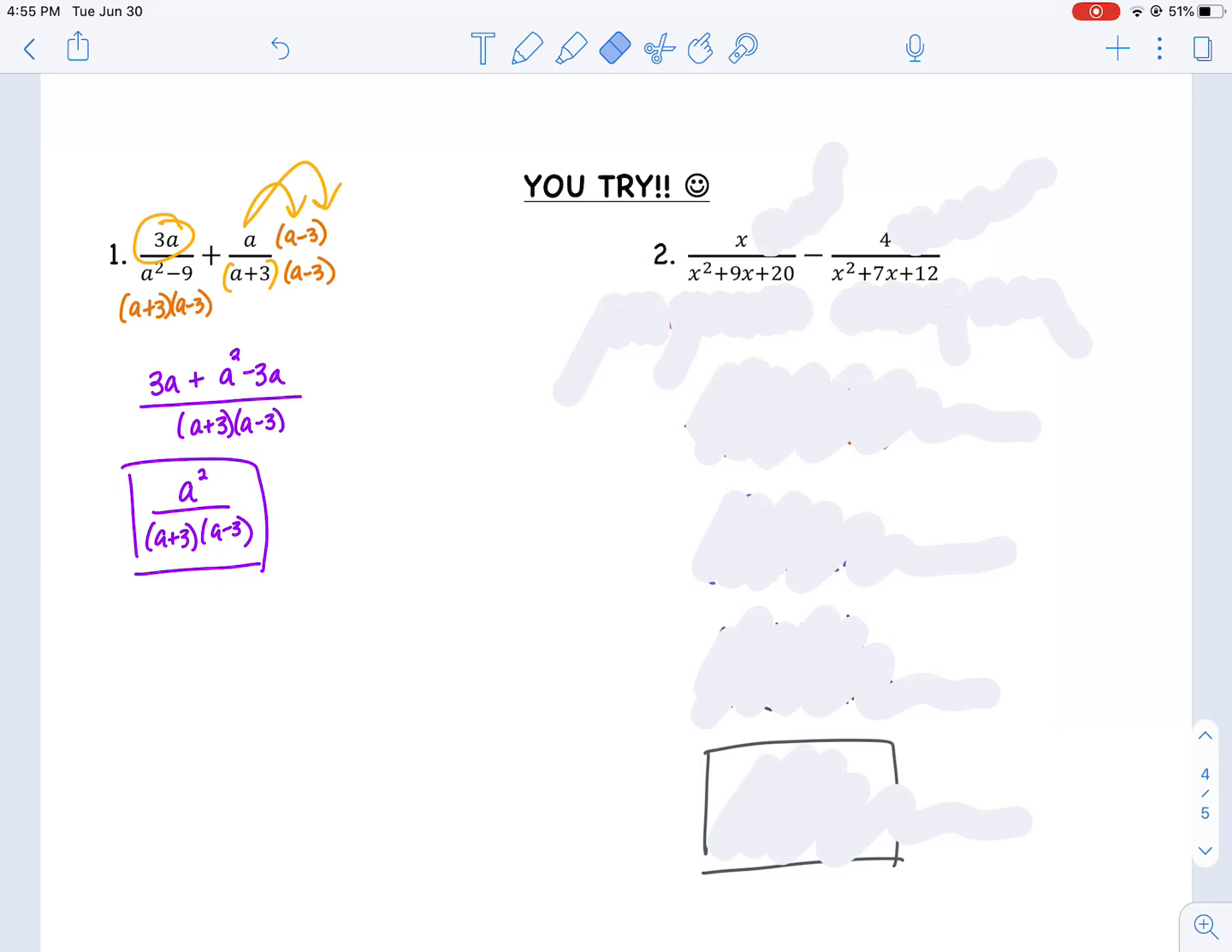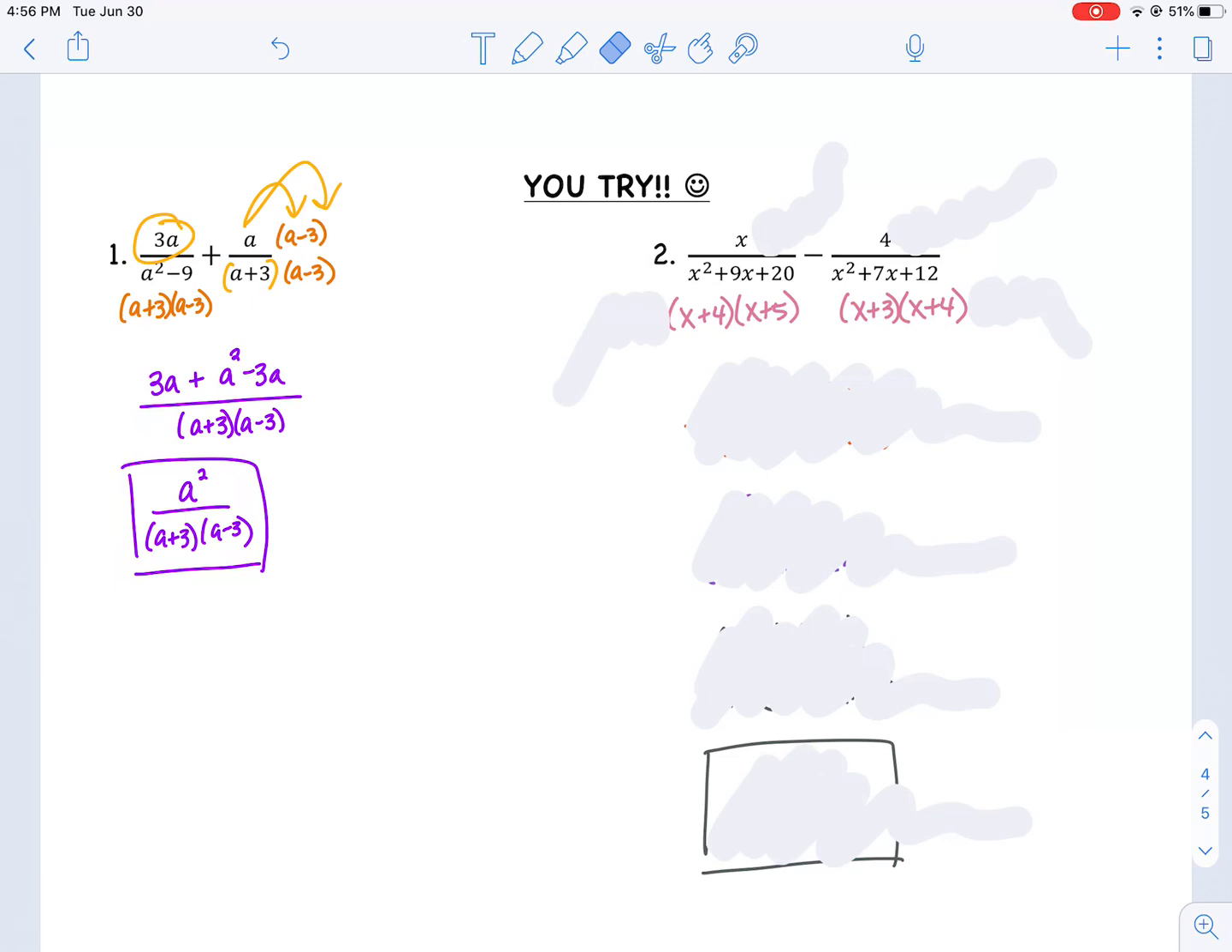All right, let's look at number 2. In number 2, I'm subtracting these 2 fractions, so I need to make sure I have a common denominator. The first thing I'm going to do is factor. So I factored the denominators into an x plus 4 and x plus 5. I factored my second denominator into an x plus 3 and x plus 4. And now I'm going to look to see what factors are missing.